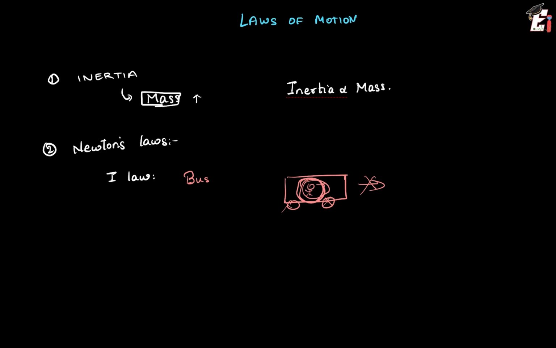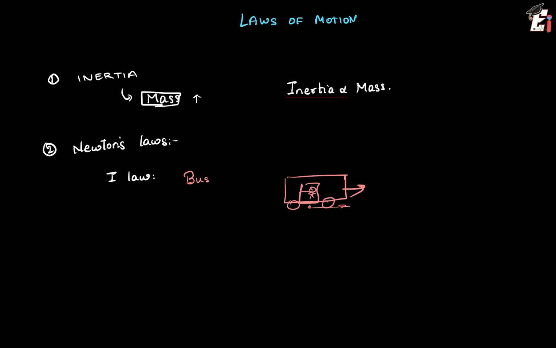But suppose the bus is at rest, and you are also at rest right now, both are stationary. Now the bus suddenly moves, but there's no one to move you. That's why you keep standing at the same place while the bus moves forward, and you tend to fall backward. So that is nothing but Newton's first law.